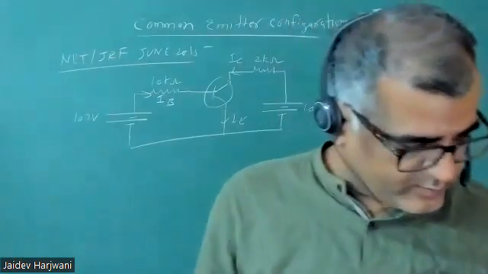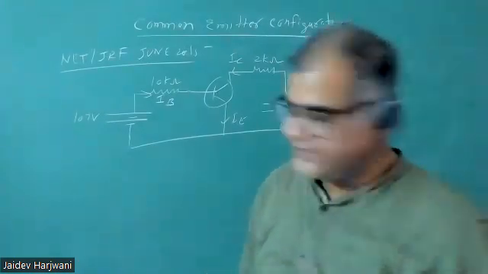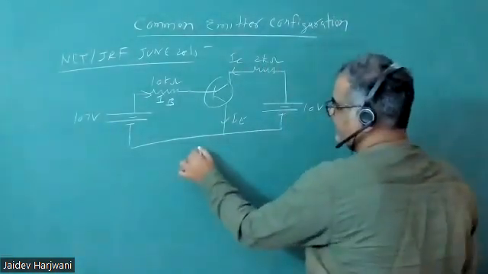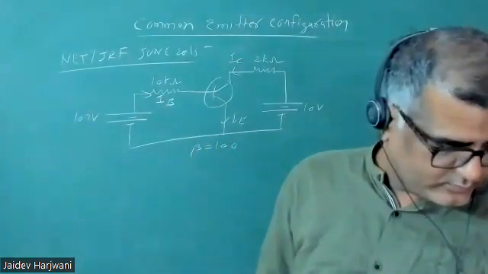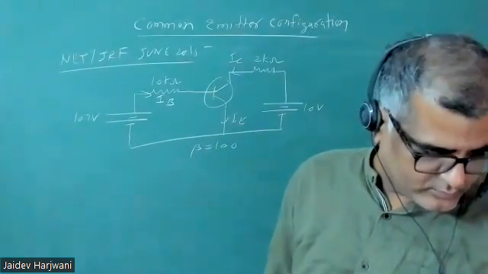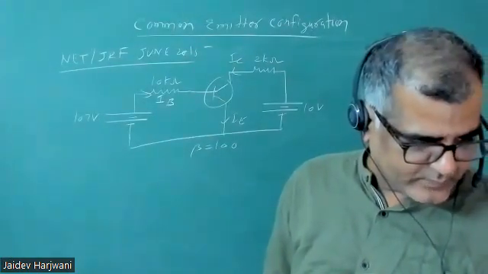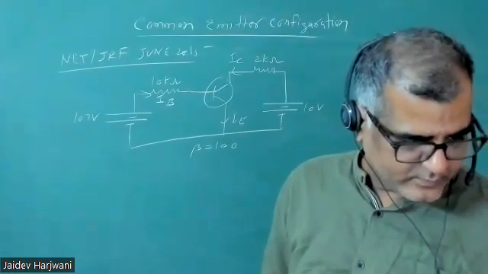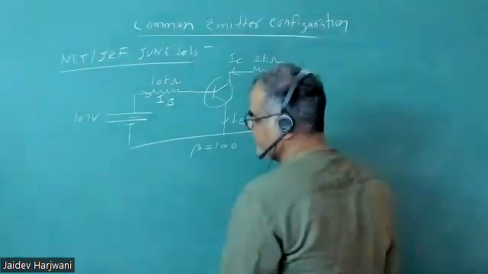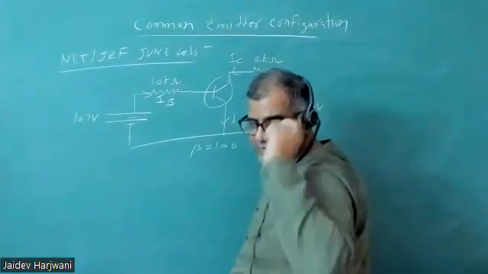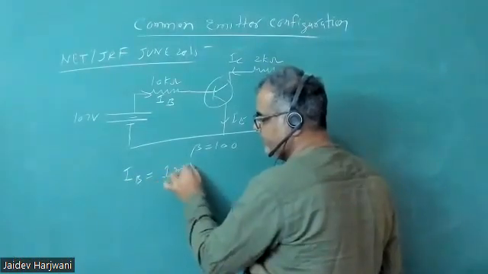First, calculate IB. Take beta equals 100. IB equals 1 milliampere. Good. Everyone else, calculate. All of the students, please calculate. Don't just say it like this. If you don't calculate, you will not understand. So IB is 1 milliampere.